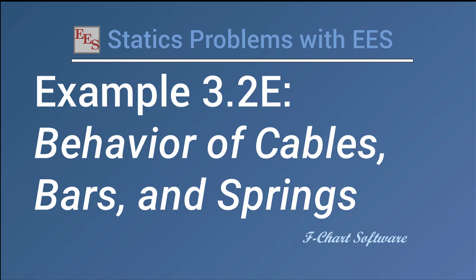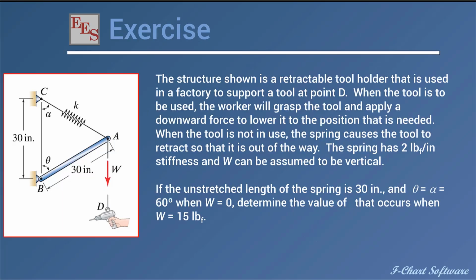Alright, this is example E3.2. It corresponds to problem 3.80 in the text. And here's the exercise. You can see that there's a structure that's supposed to represent a model of a retractable tool holder.